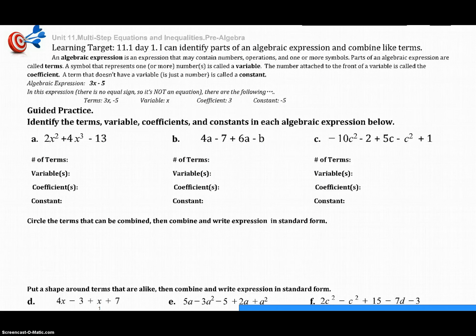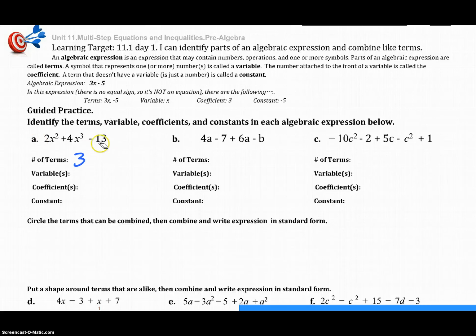On our notes, we are going to take some notes, and we already went over what an algebraic expression is. It's an expression that contains numbers, operations, and one or more symbols, terms, variables, coefficients, and constants. So we're going to start by practicing with those, and we're going to start with A. I'm going to look at this and say, how many terms does it have? What helps me when I'm learning is to just circle all the pieces that are in between my plus and minus signs. So if I can do that, I can count, I have 3 terms. If that messes you up and you'd rather just underline them or just leave them blank, that's fine.